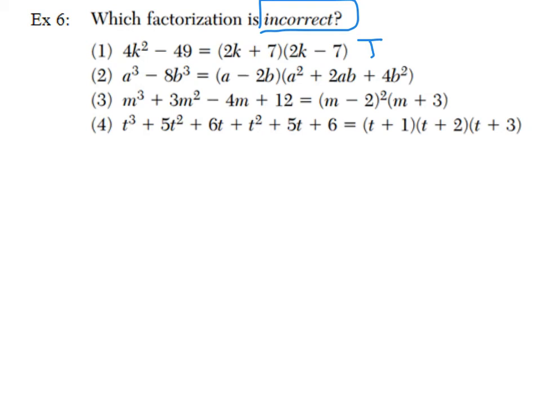Number 2. Did you recognize that as the difference of two cubes? So you'll notice that the first factor is a minus 2b, and the second factor, we take this term and square it, so that's a squared. We multiply our two terms together and change the sign, so that's plus 2ab, and then we square the second term, so that's plus 4b squared. So once again, I have a true identity.